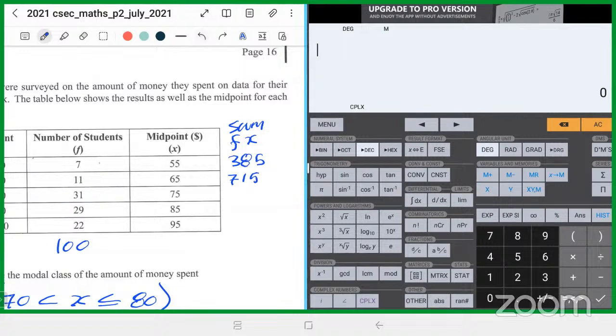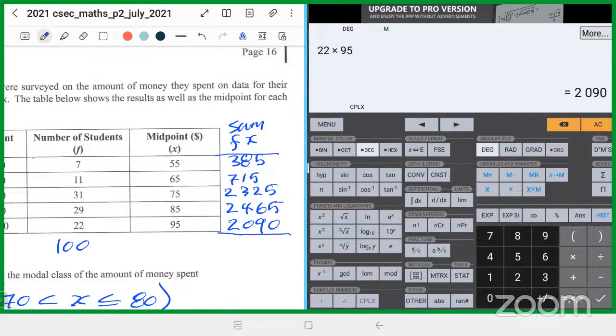Now you could actually just multiply these and add them all up one time in the calculator, right? But it's good to show some work, where you get your values. So we're going to multiply these two now. 31 times 75. That's 2325. And then 29 students spend $85 each. So that's 29 times 85. That's 2465. And then 22 students spend $95 each. So that's 22 times 95. That's 2090. And these are all approximate. I don't know the actual amount that they spent.